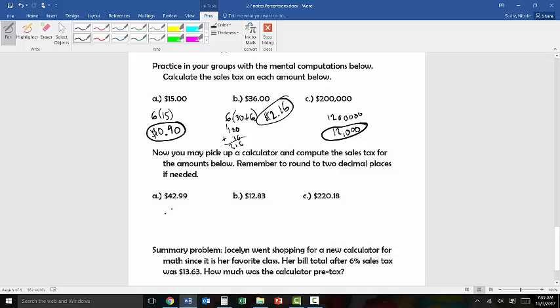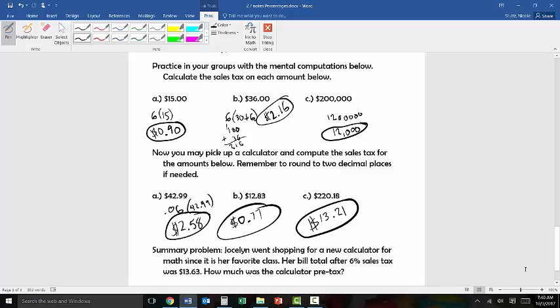Calculators, since these cents are not zero, it might be a little bit trickier to do that. So all you have to do is take 0.06, take your 6%, and multiply it by the price. So go ahead and do that for all three, and then we'll check our answers. So my answers came out to be $2.58, 77 cents, and $13.21.